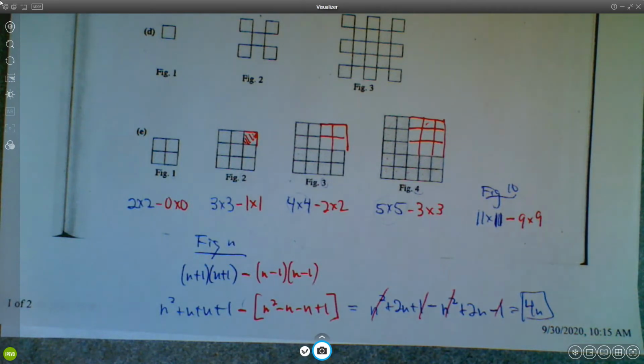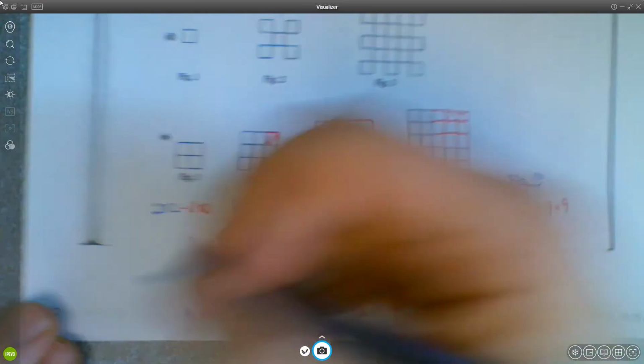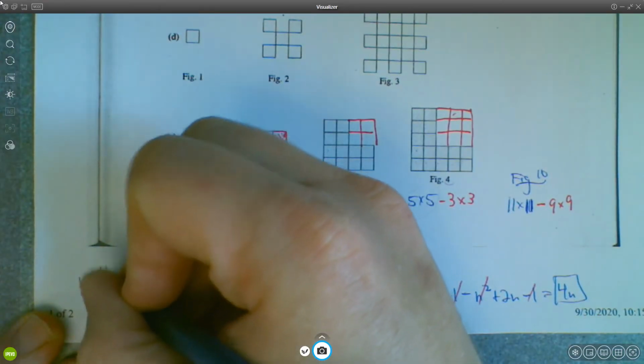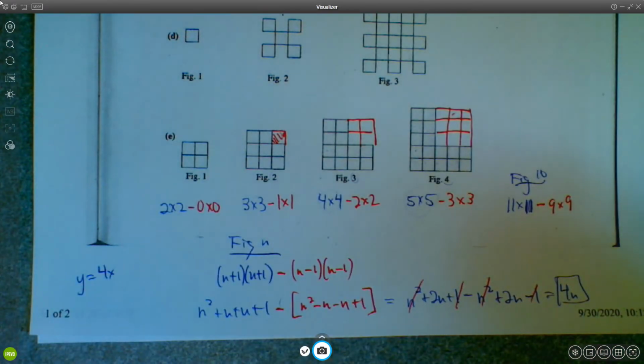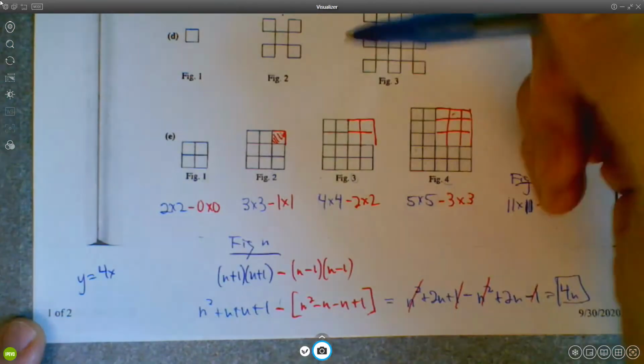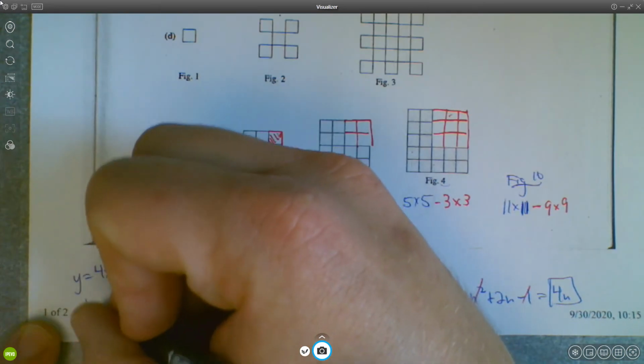I think the homework asked you to do the 4 folds, right? So it asked you to do a graph, a table, and write down the equation. In this case, the equation is going to be y equals 4x. And if you graphed it, then you noticed that it was a straight line, and that your slope was constant, right? The amount of squares that you were adding from one figure to the next was the same each time, right? So this is linear growth.